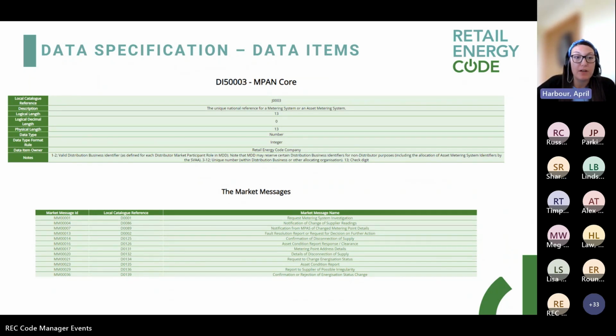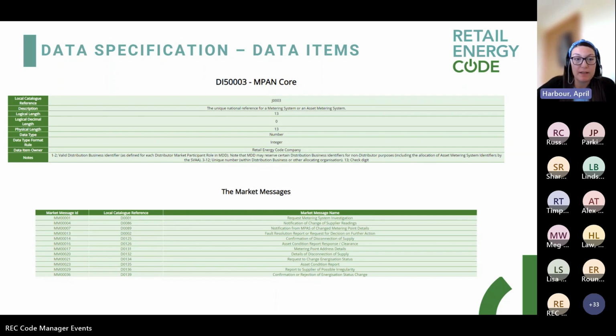So in this page, we're shown a number of items. This includes the name and the description of the data item, but also any formatting rules that need to be adhered to, things like the logical, the physical length, data types and formats. In addition, you can identify who the data item owner is, in this case, RECO. But as we mentioned earlier, this could be a BSC, DECUSA or SEC item. Plus, any applicable notes are included here that need to be advised or adhered to.